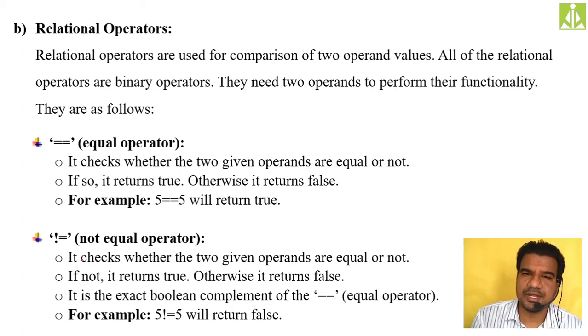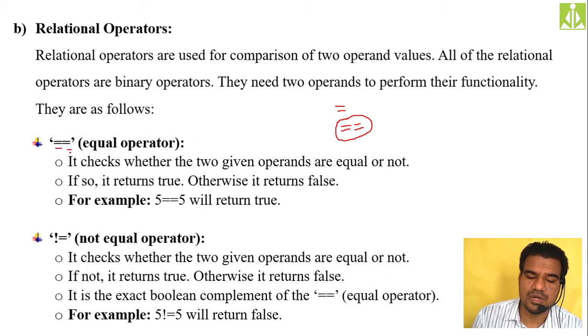So the first relational operator is the equal operator. To check the equality of two operands, in mathematics we generally use only one single equal to sign, isn't it? But here in C language we have to use double equals to, like this, equals to equals to. So we need to use this double equals to check the equality of two operands. This double equals to operator, we call it the equal operator.